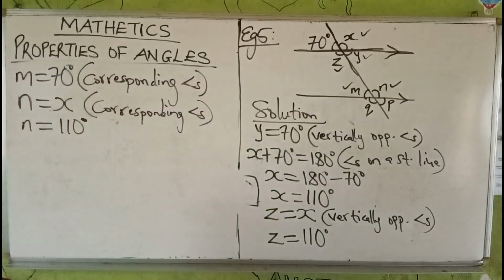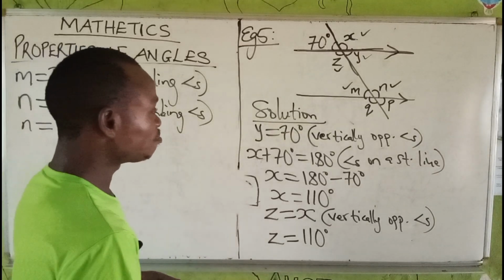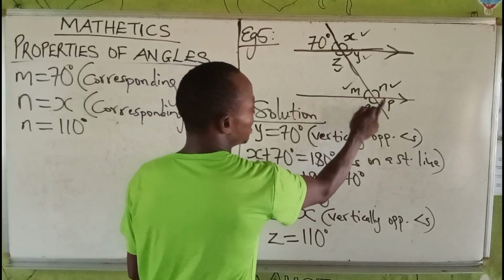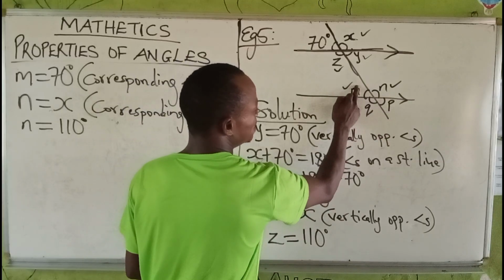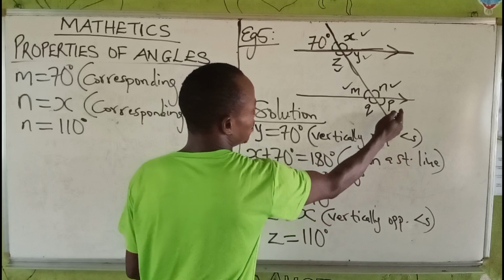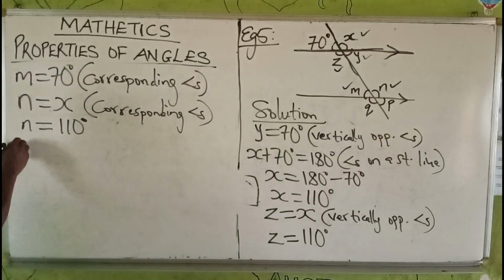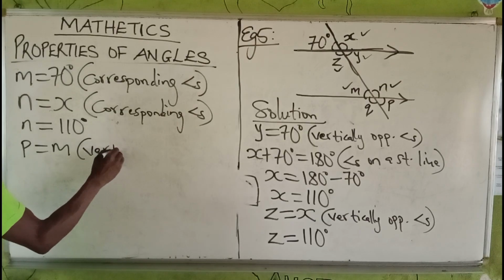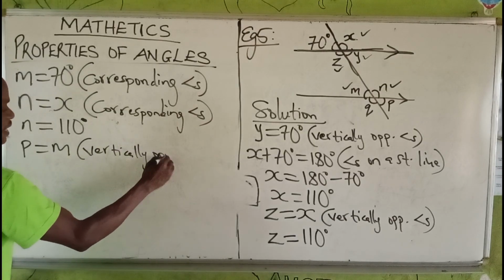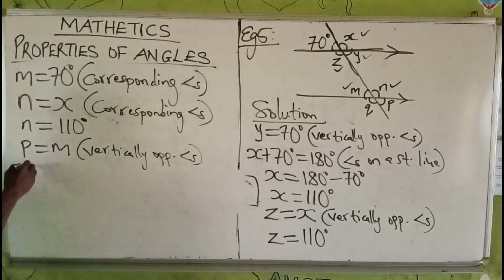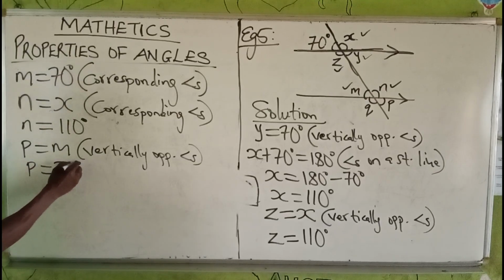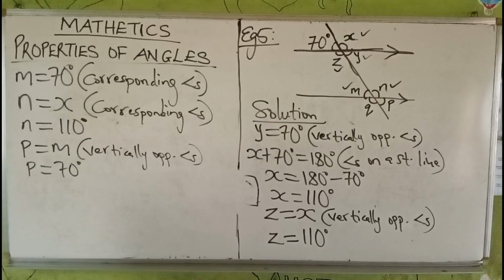For angle P, we can still use corresponding angles if we want. We can use vertically opposite angles if we want, because M and P are vertically opposite here, because this straight line and this straight line cross each other. So we can easily say P is equal to M, and the reason is vertically opposite angles. We got M to be 70, so angle P is also 70 degrees.